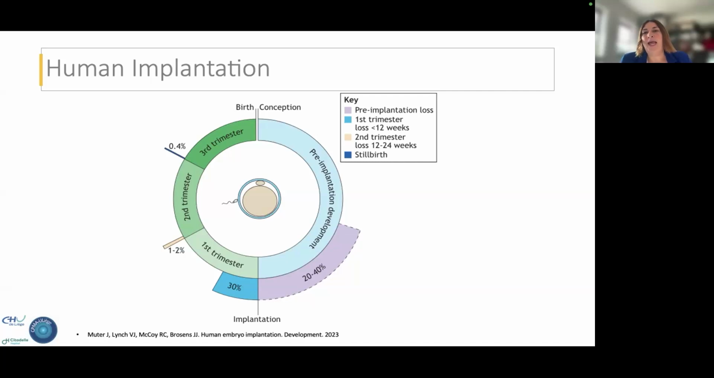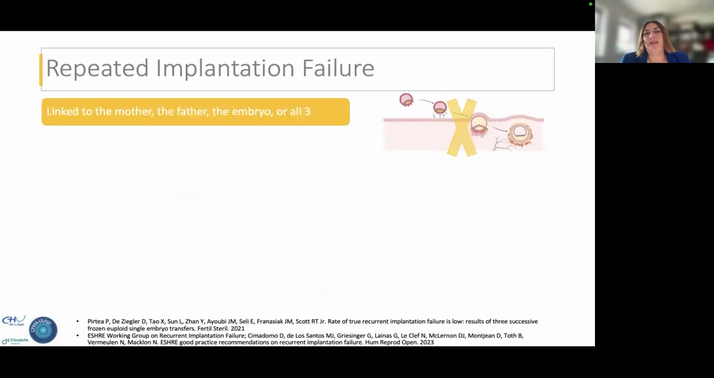pregnancy, as you know. Given that conception rates per cycle are below 40%, pre-implantation embryo loss rates of 20 to 40% are considered within the normal range. Implantation failure can be linked to issues related to the mother, the father, the embryo, or a combination of all three, highlighting the complexity of the condition and the need for a comprehensive evaluation of these cases.